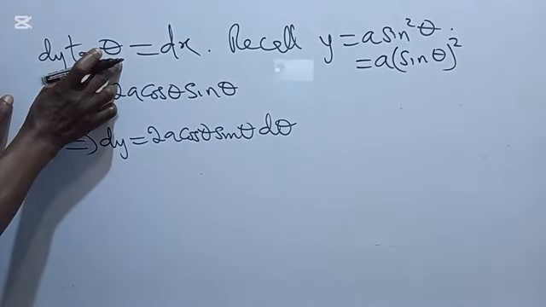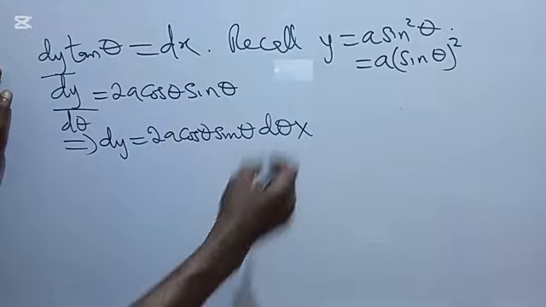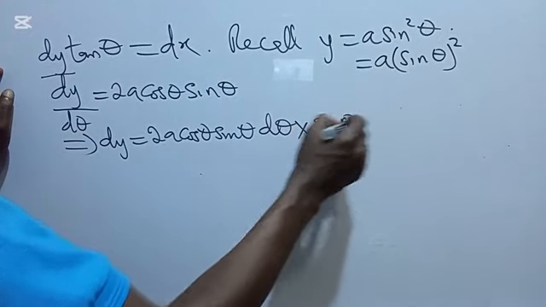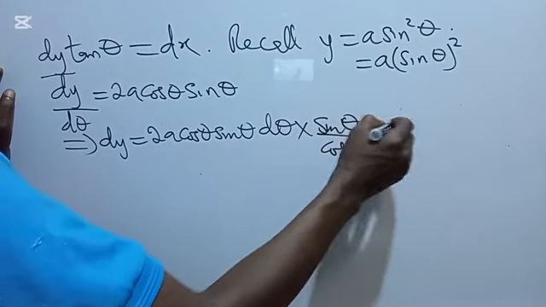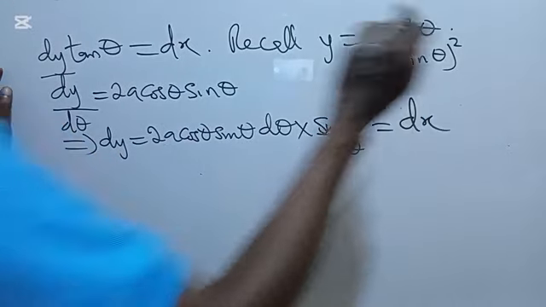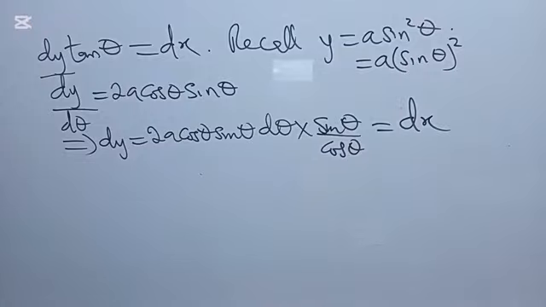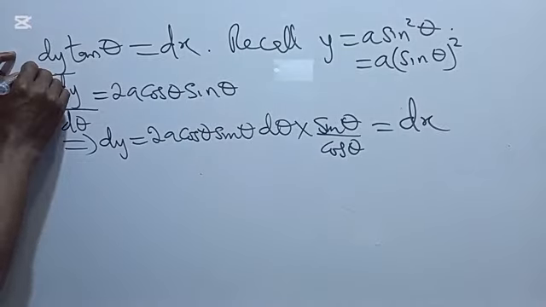Multiplying by tan theta that we got before. So times tan theta. And what is tan theta? Sine theta all over cos theta. Everything is equal to the x. Okay? I hope you get what I say, because you know how we got this.